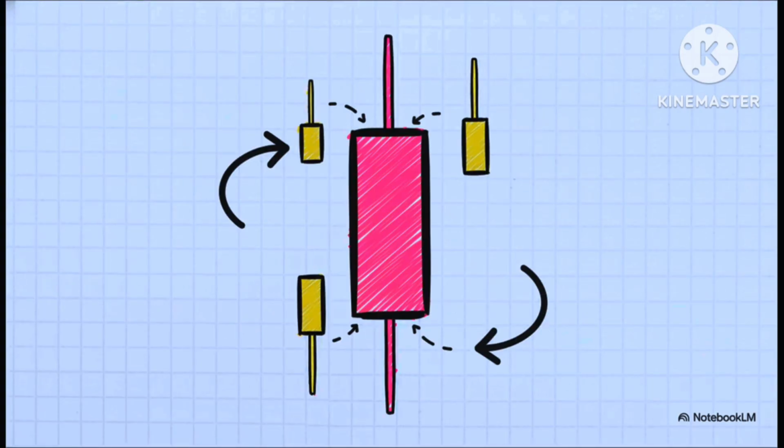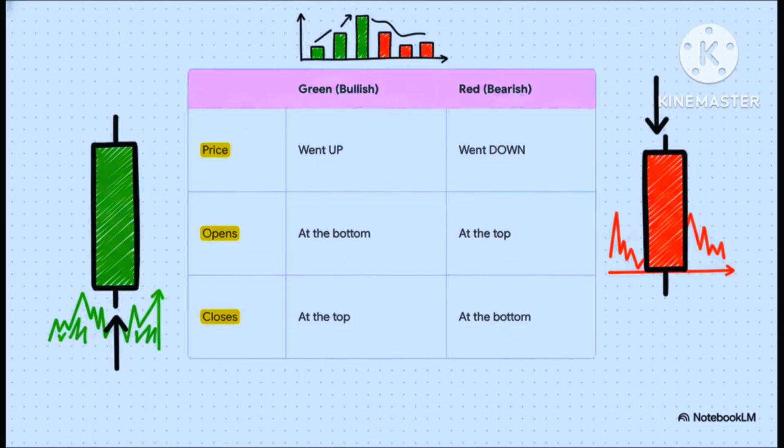So, those 4 data points come together to create 2 main parts. First, you've got the thick part, the body. That shows you the main action, the journey from the opening price to the closing price. And then you've got these thin lines sticking out, right? We call those wicks or sometimes shadows, and they show the full range, all the way to the highest high and the lowest low.